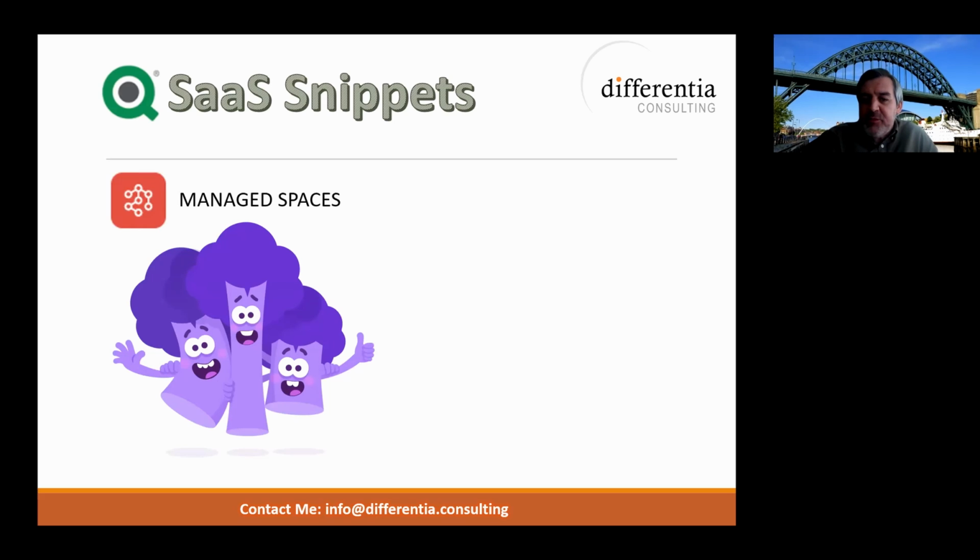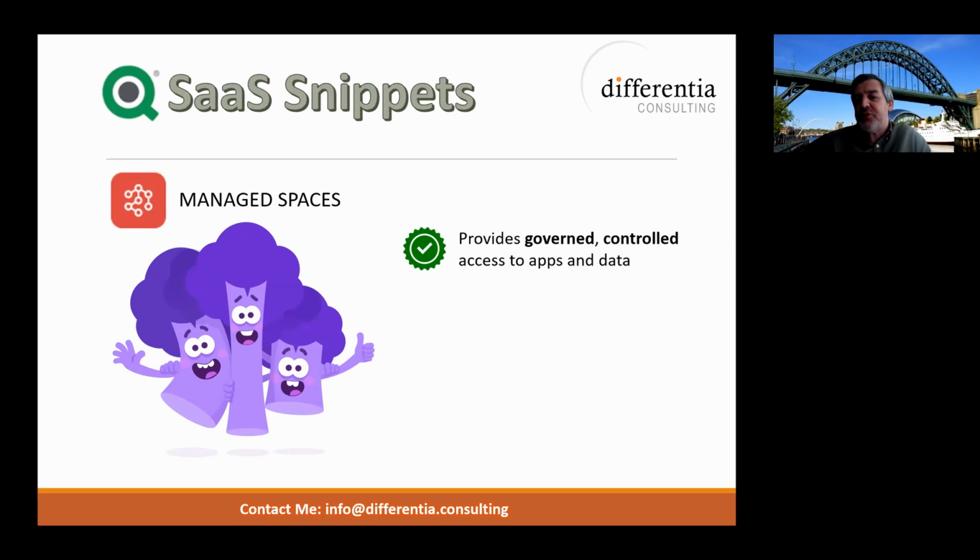So the managed space provides governed, controlled access to apps and data. So if you're used to using Qlik Sense client managed, for example, I'd probably say the managed space is the closest thing that you get to a stream, in that it's for specific targeted users and app consumers.